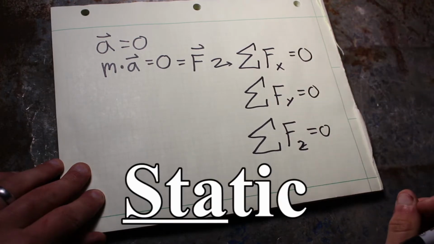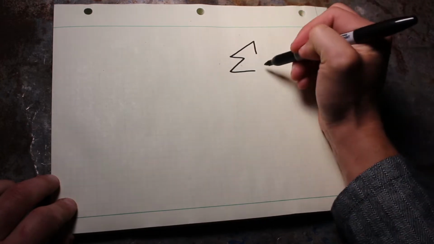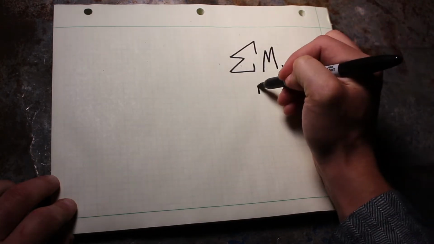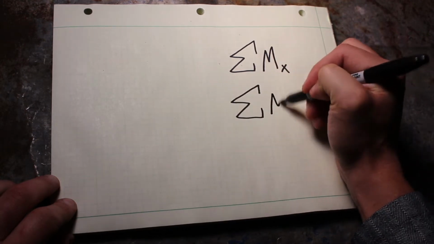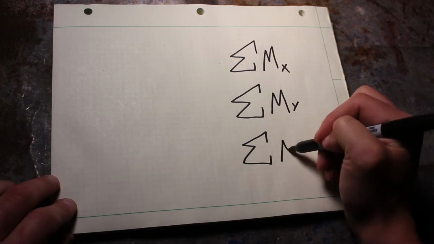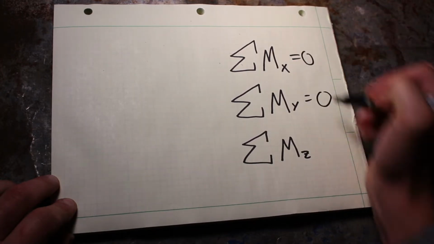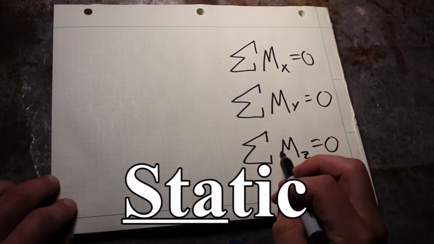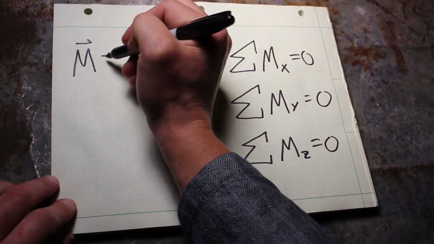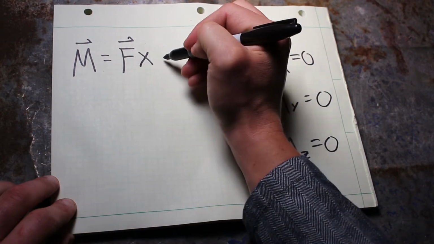you have static conditions. Similarly, when the sum of the moments about the x-axis, the sum of the moments about the y-axis, and the sum of the moments about the z-axis are 0, you have static conditions. Now remember, a moment is just a force multiplied by a distance.